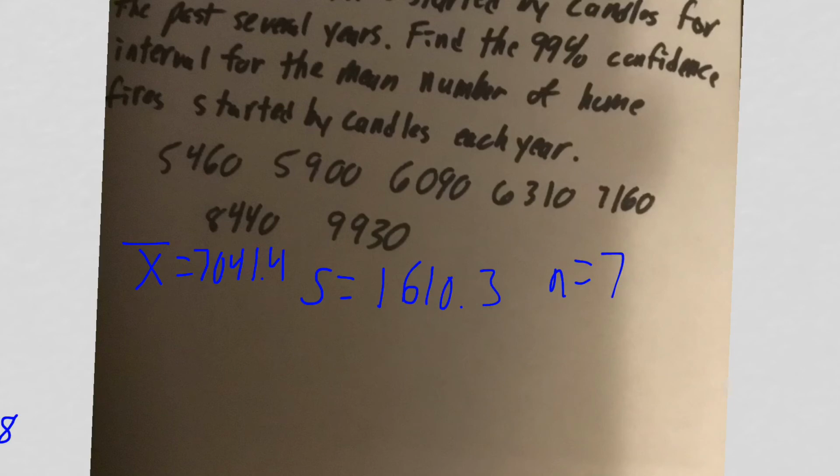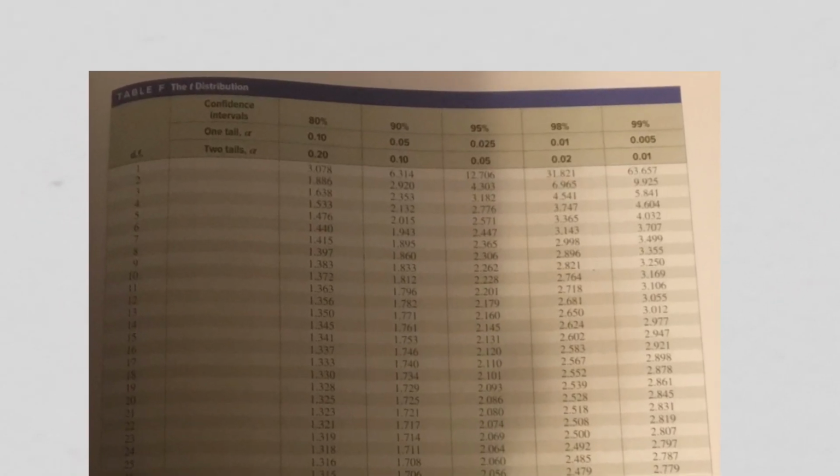Now we just go ahead and find our t-score. So since our N is 7, and we need a 99% confidence interval, we're going to go back over to this table. And then we're going to look at the 7 and go over to the 99% confidence interval. And we have a 3.499. Oh, sorry, not at the 7, at the 6, because we got to subtract 1. So it'd be 3.707.